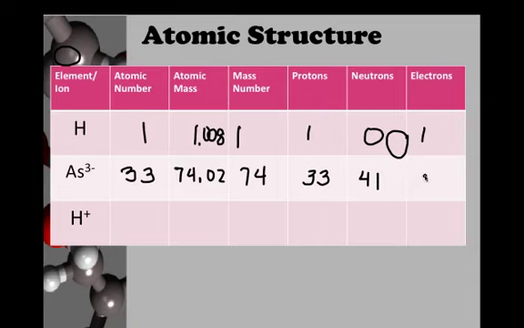And then electrons. Electrons are normally equal to protons, but not in this case. We have a 3 minus. That means we have three more negative particles, which are the electrons. So let's take our protons and add 3. 33 plus 3 is 36, and that's going to be 36 as the number of electrons.